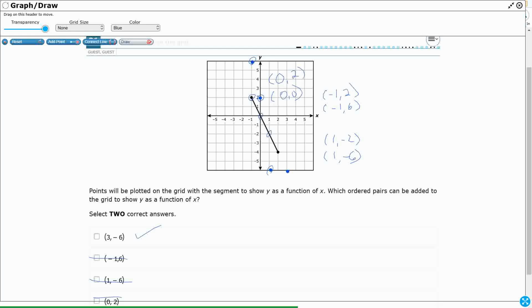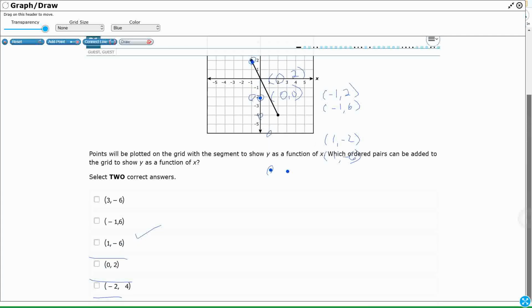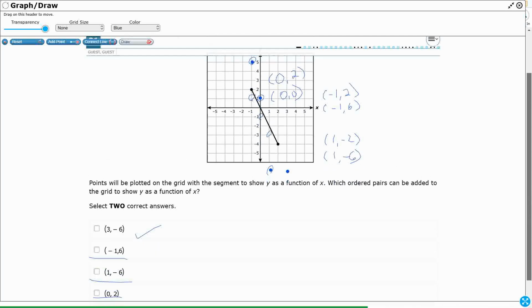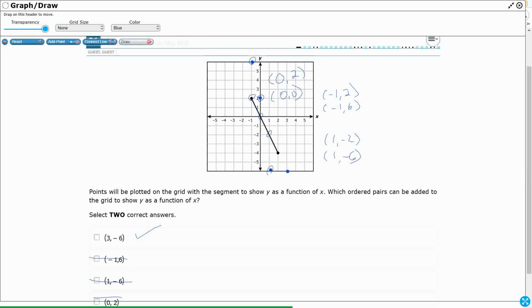So then my last one down at the very bottom was supposed to be that -2, 4. So let's get everything back in line there. -2, 4. -2, 4 could work. And you see how that's going to be kind of by itself. So the two that actually work are that -2, 4, and then that 3, -6, the top and the bottom.